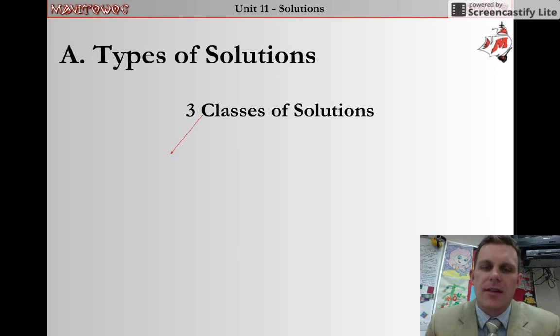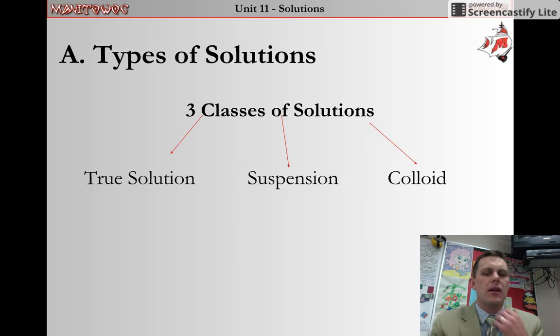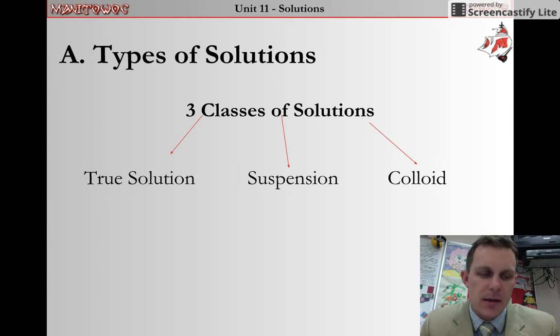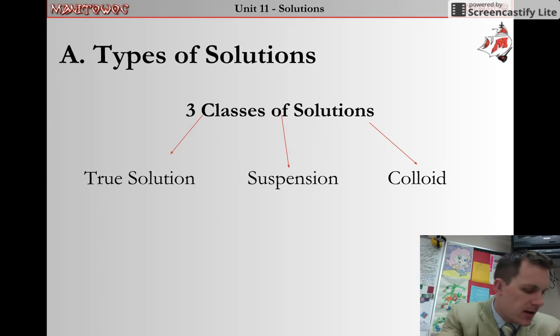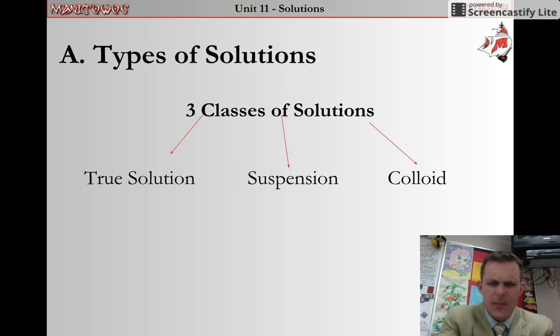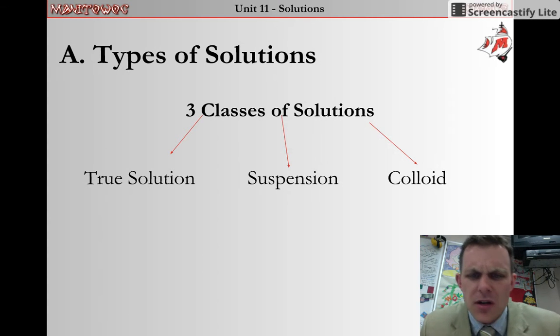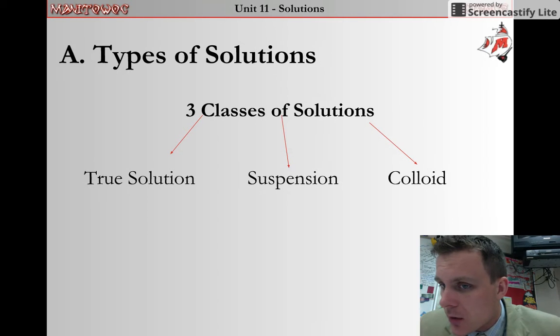We have really 3 classes of them, and the first one is going to be a true solution. That would be like salt water, for instance. The second one would be a suspension. A suspension would be like muddy water, mud dissolved in water. And then the third one would be something called a colloid.